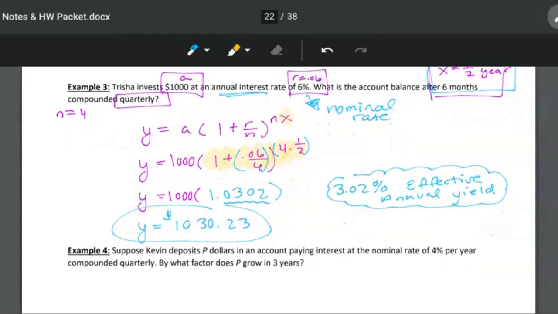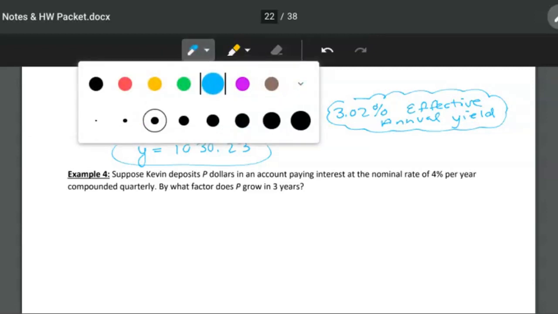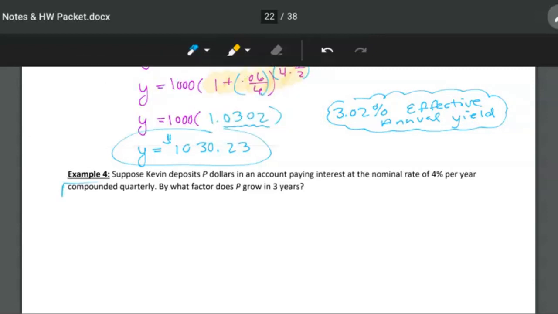Let's take a look at example 4. Kevin deposits P dollars in an account paying interest at a nominal rate of 4% per year, compounded quarterly. By what factor does P grow in 3 years? All right, so for some reason, they're not telling us the amount that Kevin is depositing, so we must not need to know it. But think about what formula we're going to use. They said compounded quarterly, so that's 4 times a year, so that's that more complicated formula. Y equals a, 1 plus r over n to the nx power.